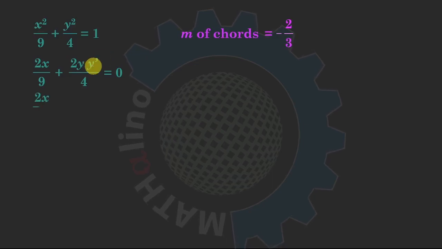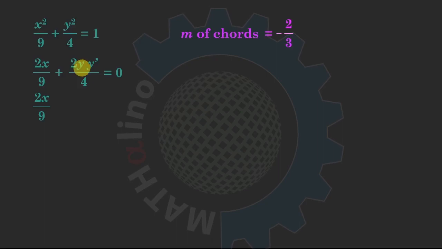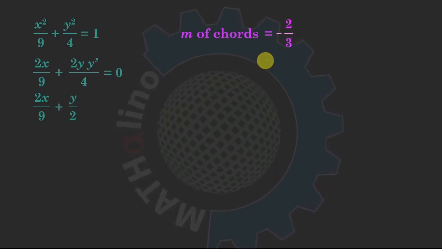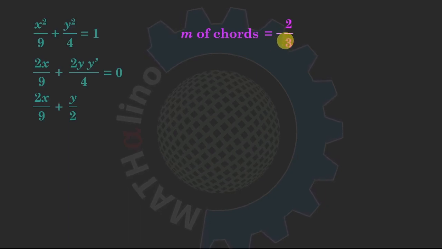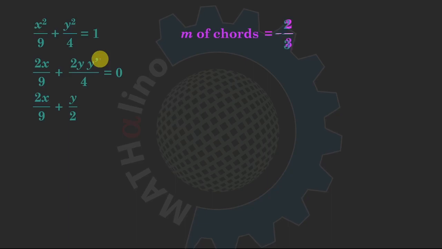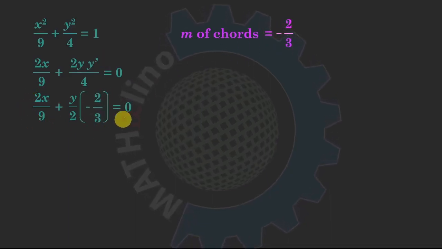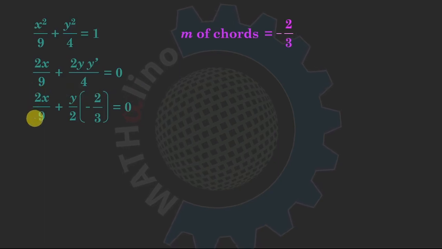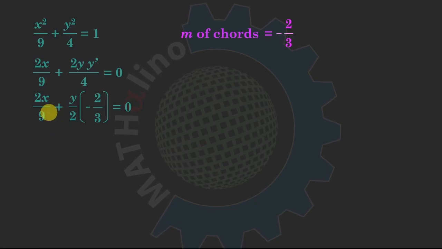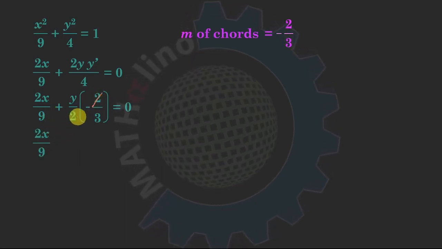2 over 9 of x plus 2 over 4 is actually 1/2. So we have y over 2. And we are going to plug in this negative 2/3, the slope of the parallel chords, to the slope of this ellipse, the y prime. Okay? When we do that, the result is the equation of the diameter. All we need to do is to simplify this equation. Okay? So we have this 2 over 9 of x, transpose this one, we can cancel this 2.